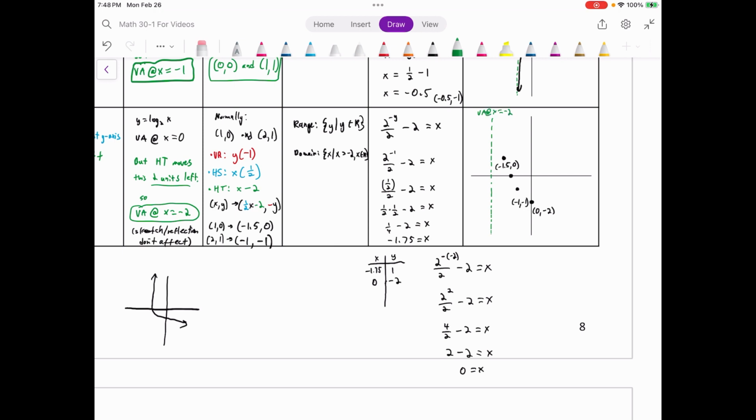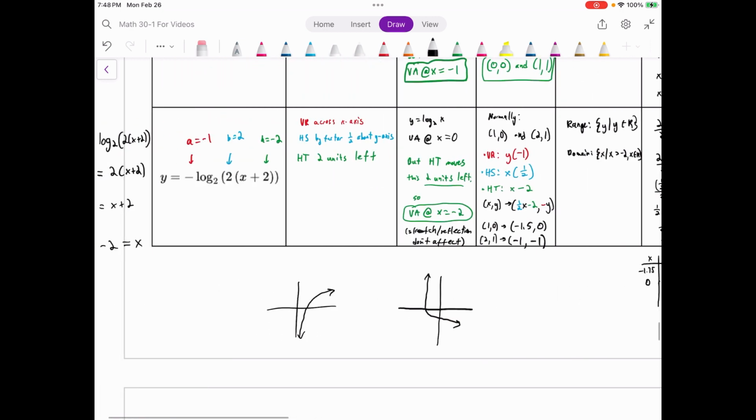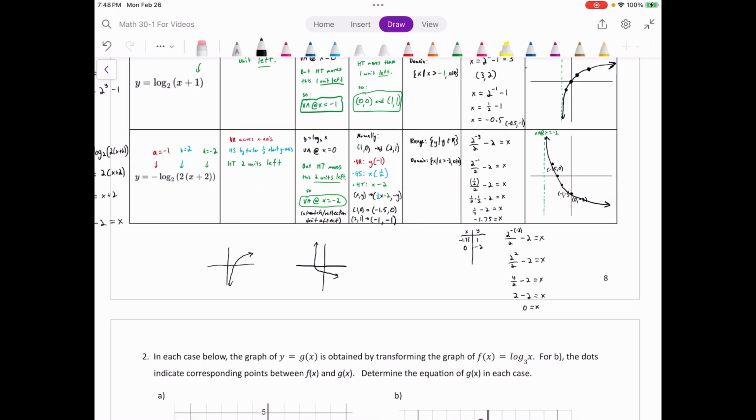We know as y goes to positive infinity, our graph just approaches that, so it gets closer and closer without reaching it. And then we know some points that it passes through, and we kind of know that a logarithmic graph looks like that. Okay, and there we go. That is a pretty good sketch of our y equals negative log base 2 of 2 times x plus 2.